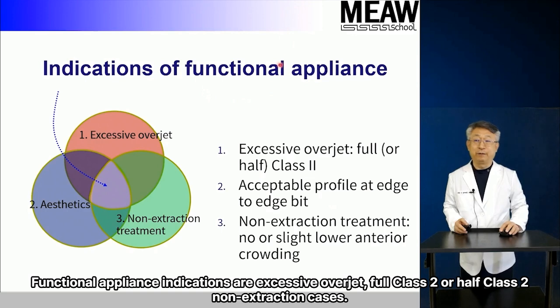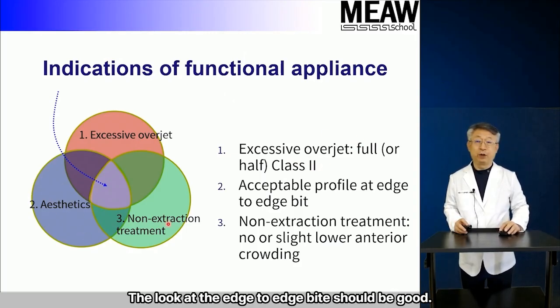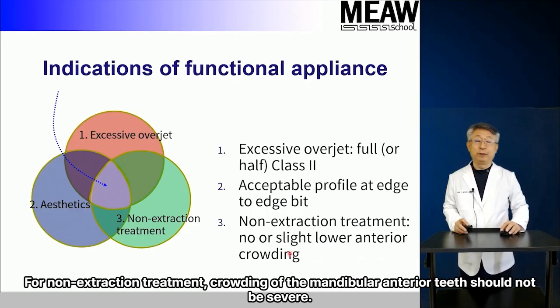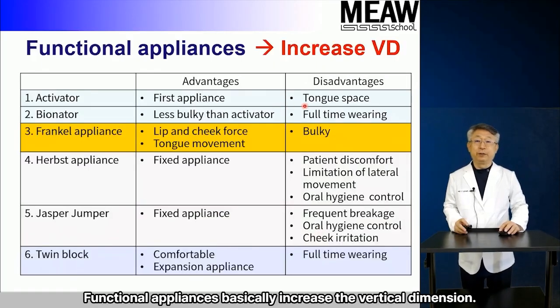Functional appliance indications are excessive overjet, full Class 2 or half Class 2 non-extraction cases. The look at the edge-to-edge bite should be good. For non-extraction treatment, crowding of the mandibular anterior teeth should not be severe. Functional appliances basically increase the vertical dimension.